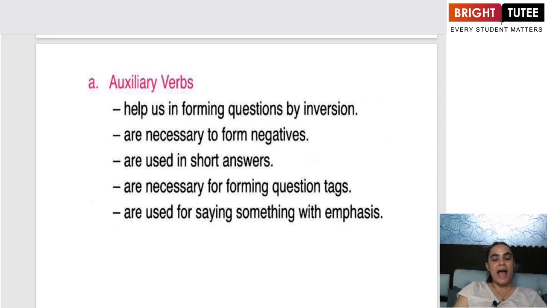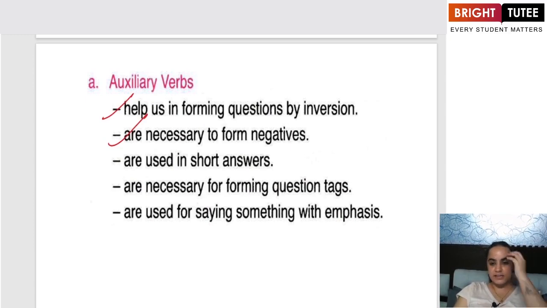I have a pen. I do not have a pen. She plays piano. She does not play piano. I go to the temple. I do not go to the temple. So in all these sentences you saw, I needed an auxiliary.